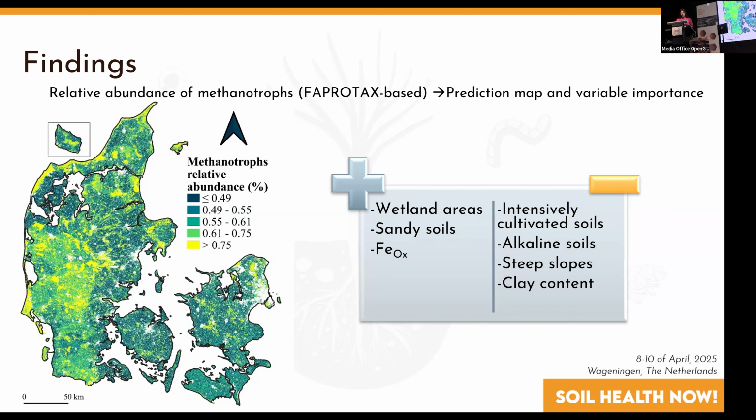The other thing is the relative abundance of methanotrophs, also prediction and variable importance. We can also see interesting patterns here in the map on the left, and some of the important variables influencing the spatial patterns of this relative abundance. We could see that, for example, land use has a very strong impact along with soil properties. And that's what we have learned so far from these maps and other examples: soil properties and land use are playing an important role in this.